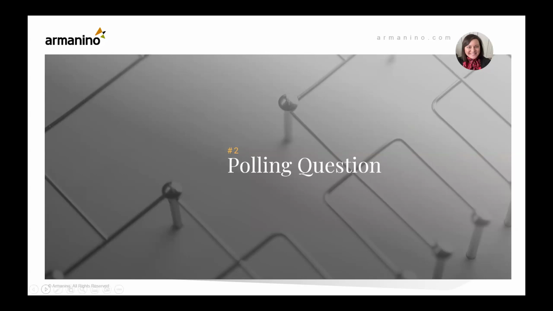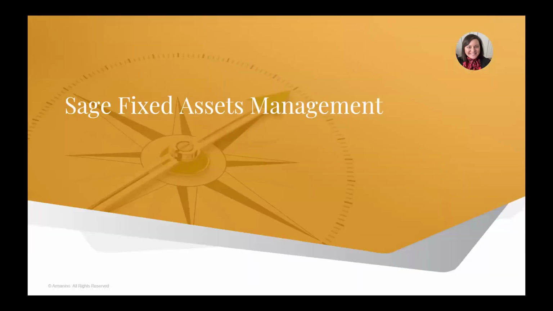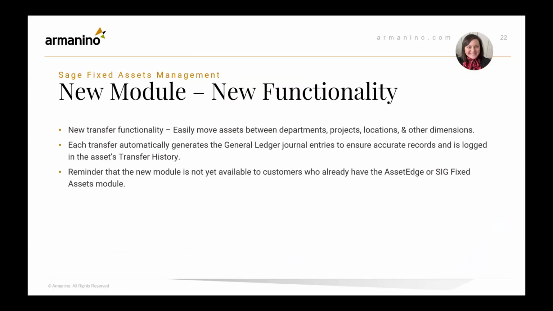Okay, moving on. Fixed assets management. All right, so now this is a new module with new functionality. This is the Sage Fixed Assets Management module, introduced maybe 6-8 months ago. There is new transfer functionality where you can easily move your assets between departments, projects, locations, and other dimensions. Each transfer automatically generates the GL journal entries to ensure accurate records and is logged in the asset's transfer history.